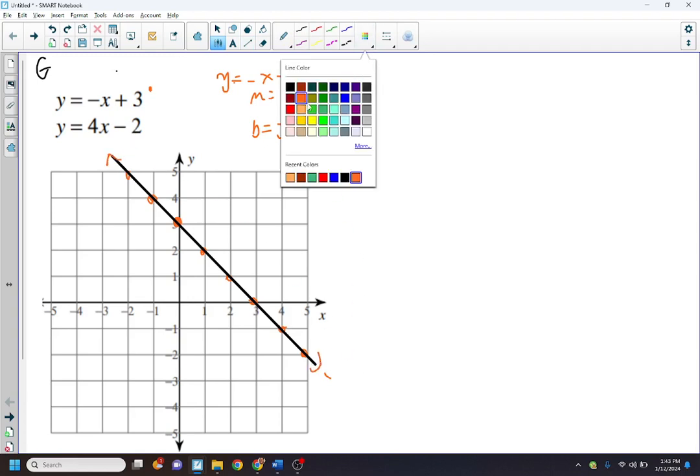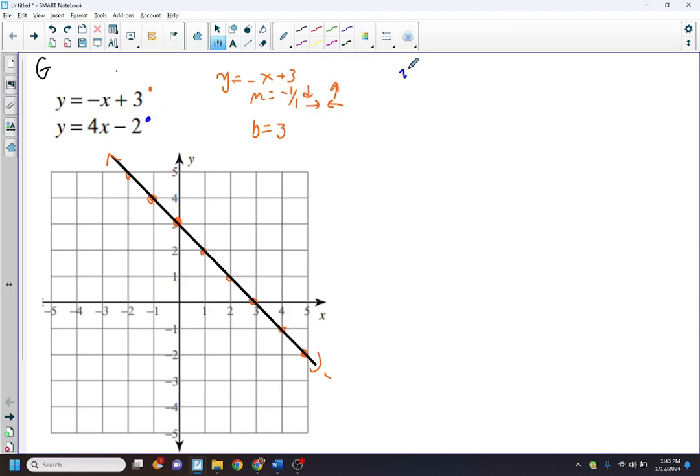And your second one, which is over here, let's go blue. Over here, it's y equals 4x minus 2. In this situation, m is 4 over 1 and b equals negative 2. That tells me I'm going to go up 4 right 1 or down 4 left 1. So starting at negative 2, I'm going to go up 4 right 1, up 4 right 1.